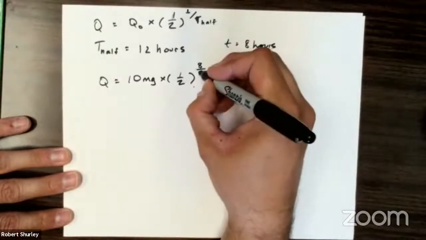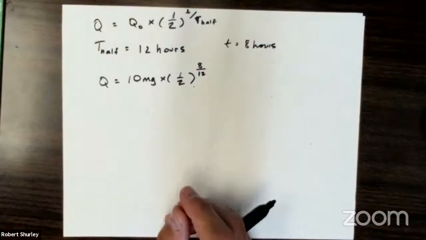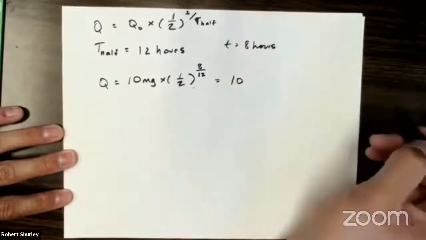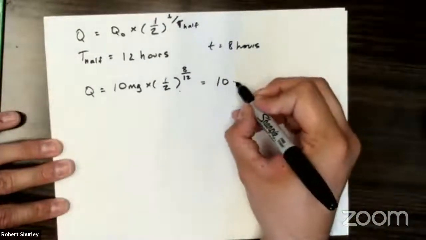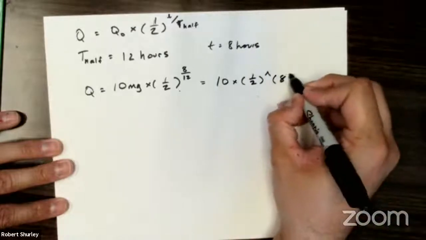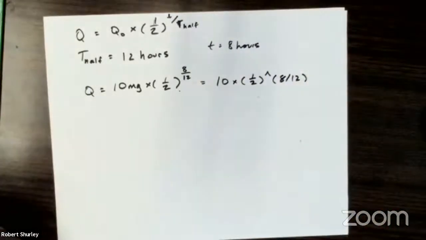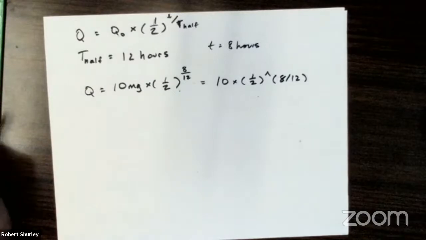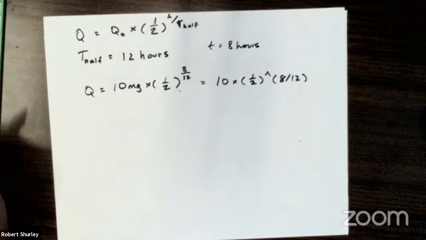Divided by, we know the half time is 12. Okay. And I'm just going to pop that in my calculator. So same thing. If I'm writing this in the calculator, it's going to be 10 times 1/2 caret 8 divided by 12. That's what it's going to look like. Okay. 10 times 1/2 raised to the 8 divided by 12.